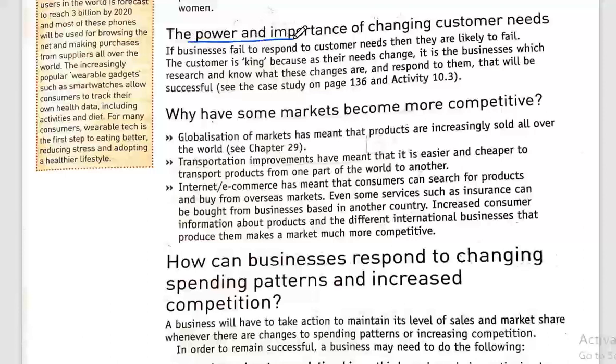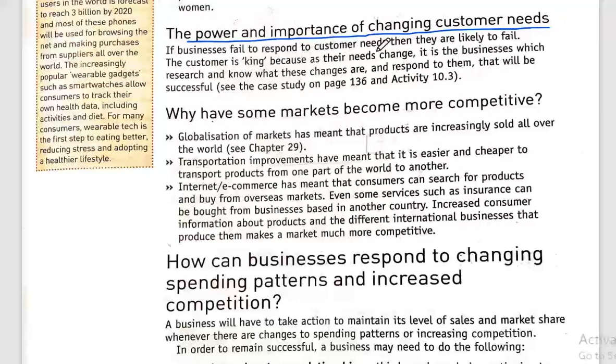The power and importance of changing customer needs. If a business fails to respond to customers' needs, then they are likely to fail. And this is something that we already said. The customer is the king because their needs change. So the business must adapt to these changes and respond to them by changing their product or offering another product in order to be successful. Simply.